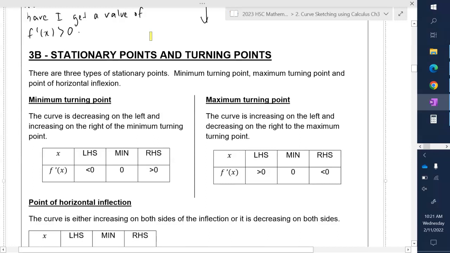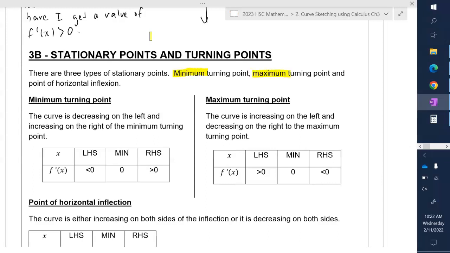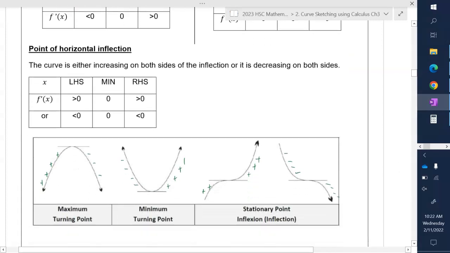So there are three types of stationary points: a minimum, a maximum, and a horizontal inflection point. Language-wise, I've just called them stationary points, but they're also turning points. So we interchange between those names, and I would interchange between those names as well. Before we have a look at what happens in them, let's have a look below here.